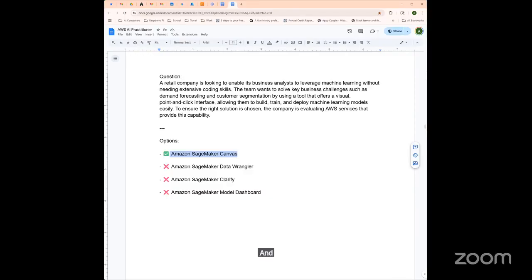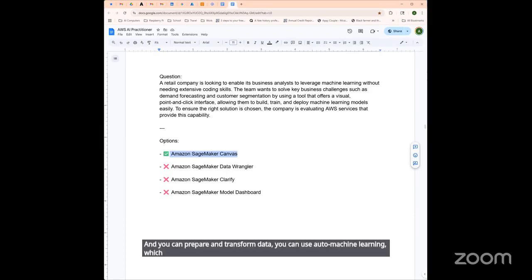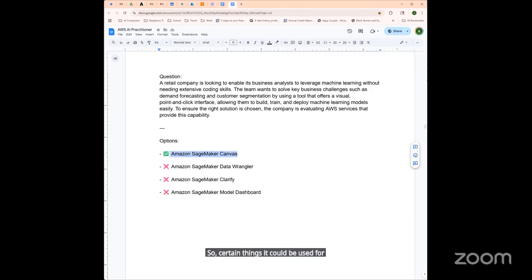And you can prepare and transform data. You can use auto machine learning, which is the SageMaker Autopilot, to build and train models, and you can deploy models and generate predictions, all without writing a single line of code. So certain things it could be used for would include customer segmentation, forecasting for sales, churn prediction, and fraud detection.